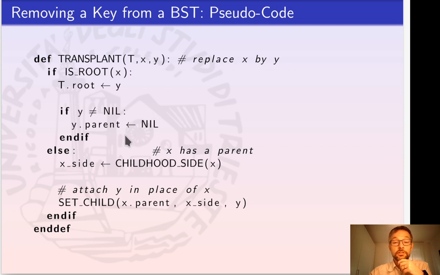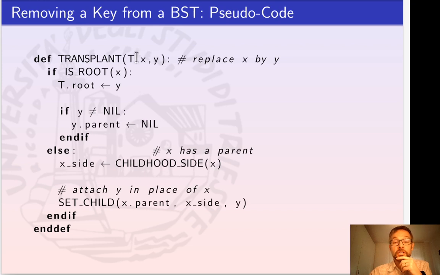This is conventional, since we now have y as the root of the tree we are dealing with. If this is not the case, so if the node we are going to replace is not the root, of course we can first of all evaluate the childhood side.